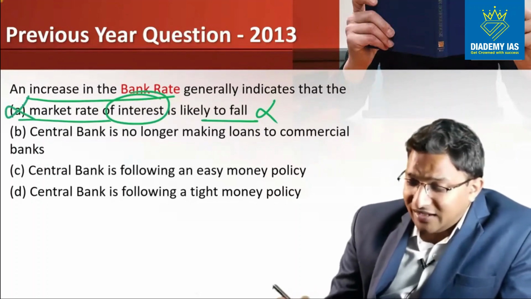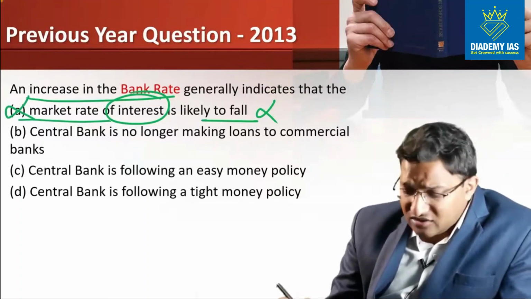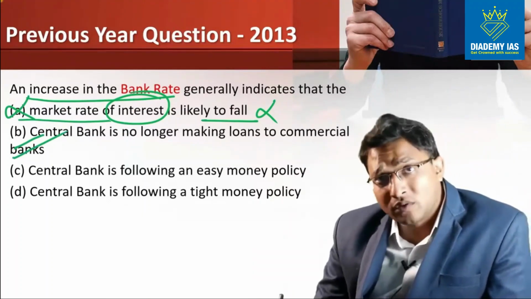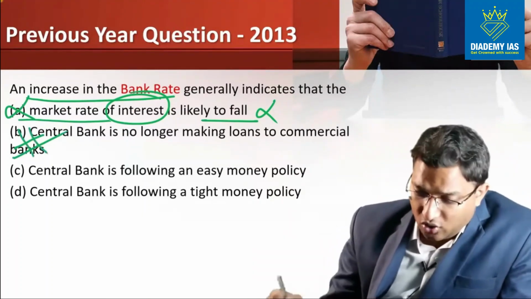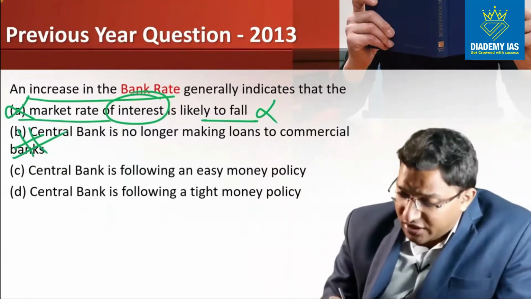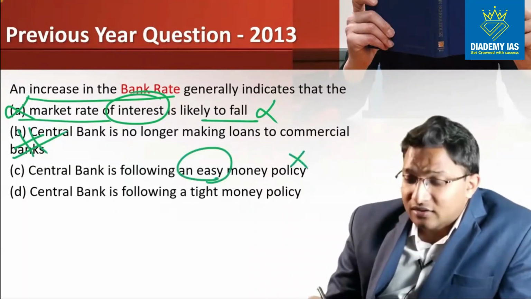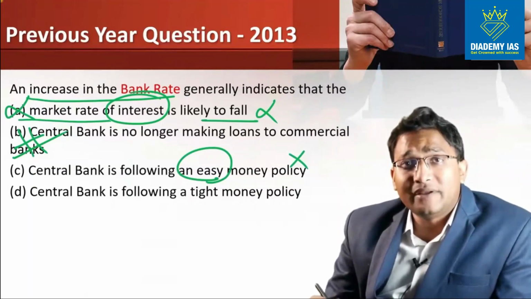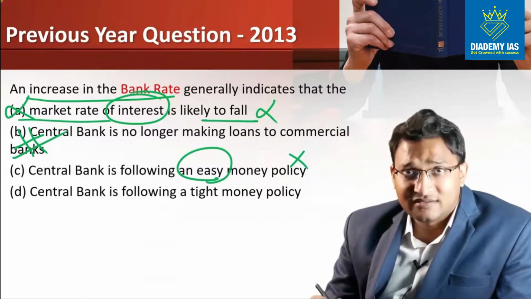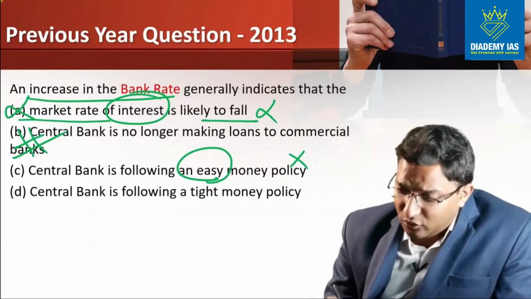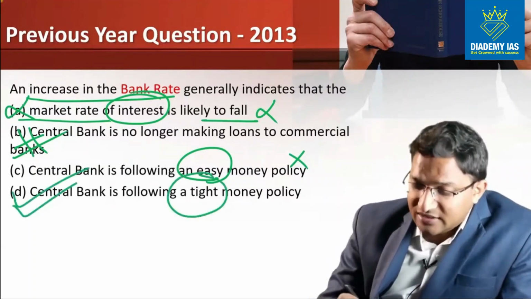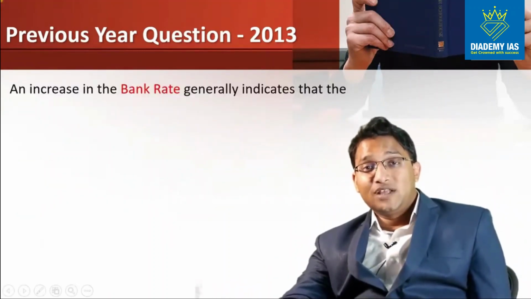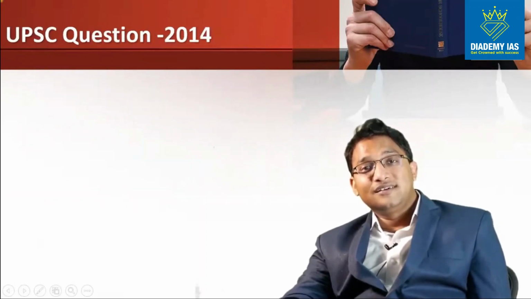Option B, central bank is no longer making loans to the commercial banks. There is no such story, because the central bank will make the loan but at a higher cost. So this is also wrong. Option C, central bank is following an easy monetary policy. No, this is also wrong, because if the bank rate is increasing, the interest rate is increasing, that means the money supply is becoming less. That means the money policy is tight. So the answer is option D, central bank is following a tight money policy.